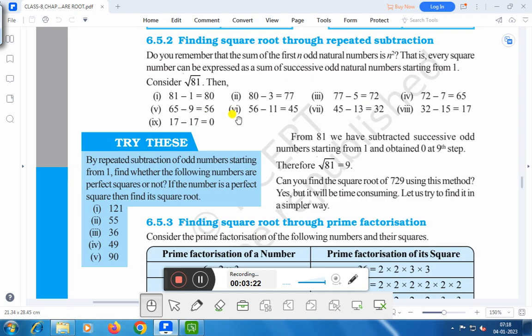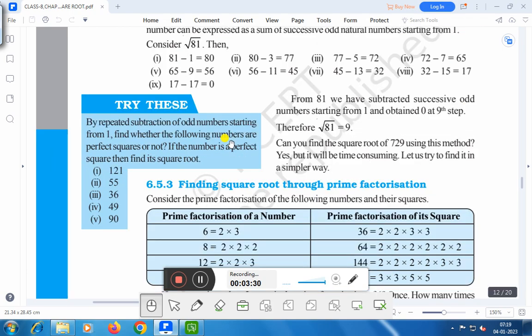65 - 9 is 56. 56 - 11 is 45. 45 - 13 = 32. 32 - 15 = 17. 17 - 17 = 0. From 81, we have subtracted successive odd numbers starting from 1 and obtained 0 at the 9th step. Therefore, √81 is equal to 9.